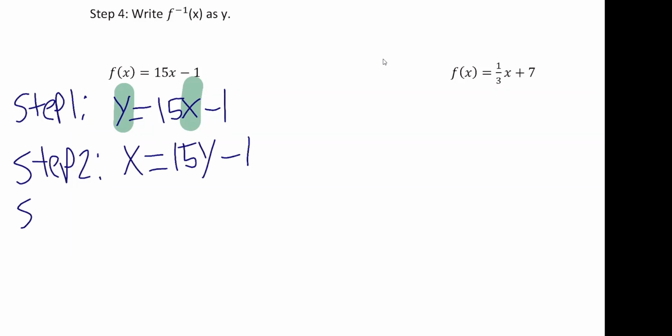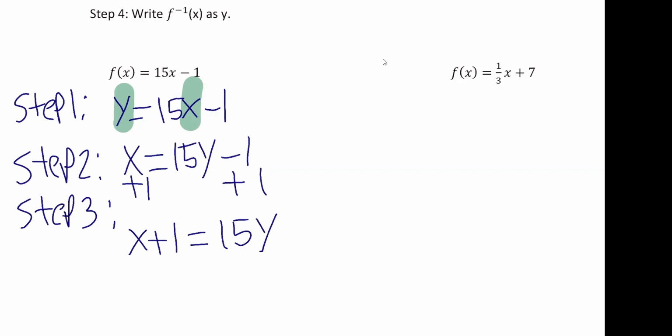Step 3, we want to solve for y. This is where most of the work really comes in. Step 1 and step 2 just become a routine once you get used to it. But we want to get y by itself. So the first thing I'm going to do is add the 1 over to the other side. Those are not like terms, you can't combine x and 1, since they both don't have x's, or they're both not constants. So they stay separate. So that would just be x plus 1 equals 15y.